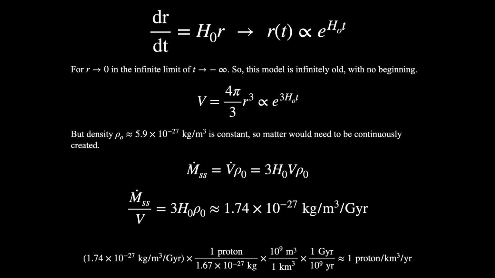And of course, there are 10 to the ninth cubic meters in 1 cubic kilometer, and there are 10 to the ninth years in a gigayear. That works out to be about 1 proton per cubic kilometer per year. That's about what's got to be created in the universe in order for the steady state model to work. You have to create matter, 1 proton for every cubic kilometer every year in the entire universe. Some proton just has to magically come out of nowhere. This is the core need of the steady state model.